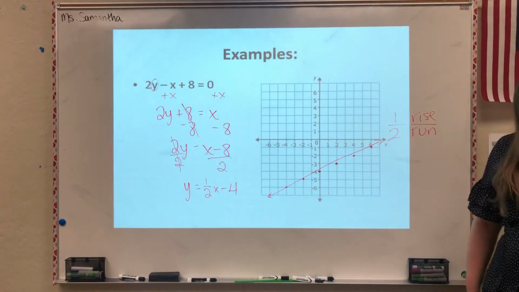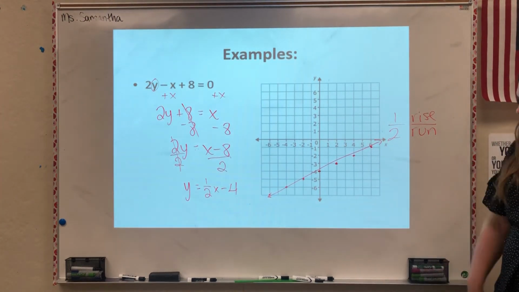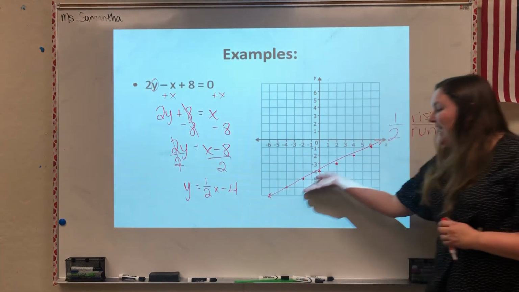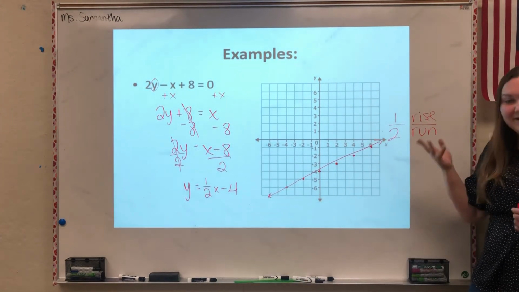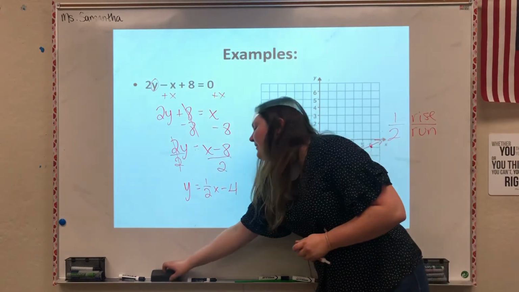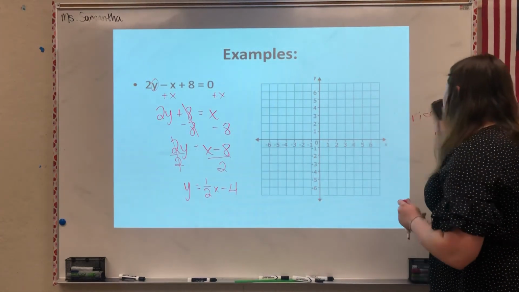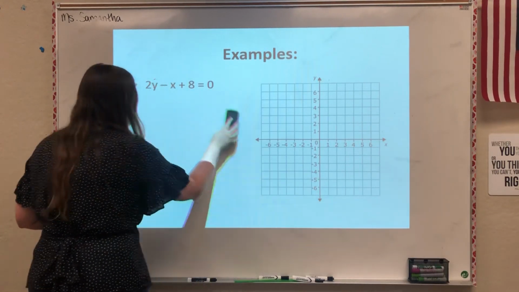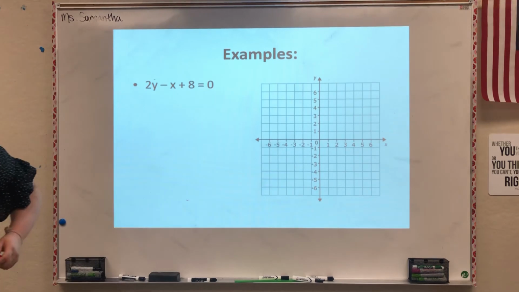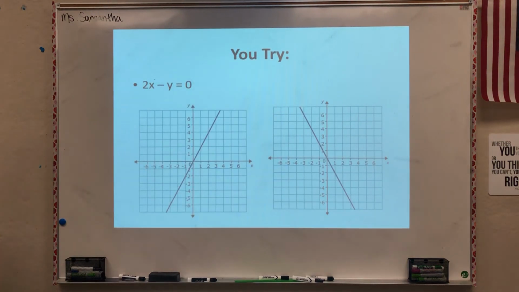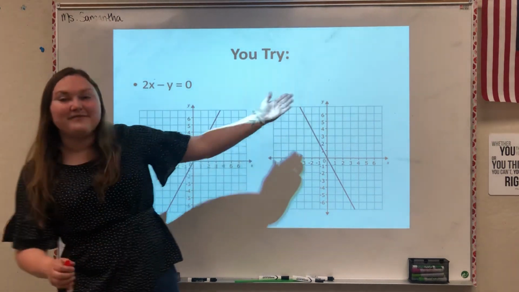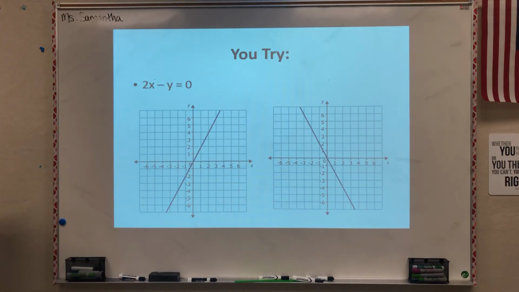Remember I said the biggest mistake students make, lines going in the wrong direction? So I'm just going to quickly glance and say, yes, my slope is positive. My line is going up. From left to right, the line goes up. We've got one last one for you to try. Erase all of this. The last one looks like this. We've got 2x minus y equals 0. Is it graph number 1 or is it graph number 2? Go ahead and try it.